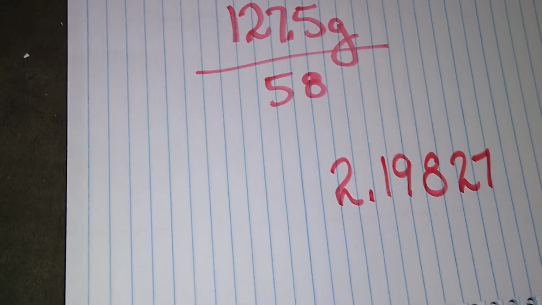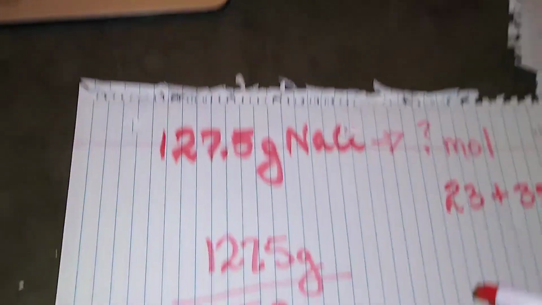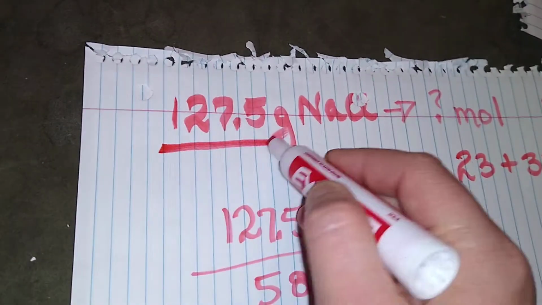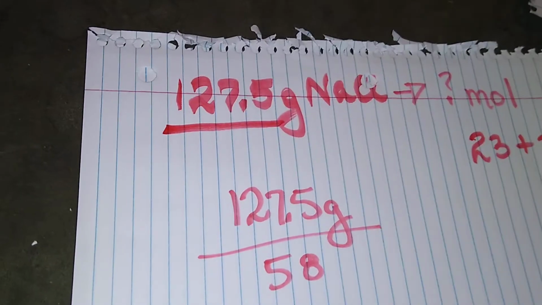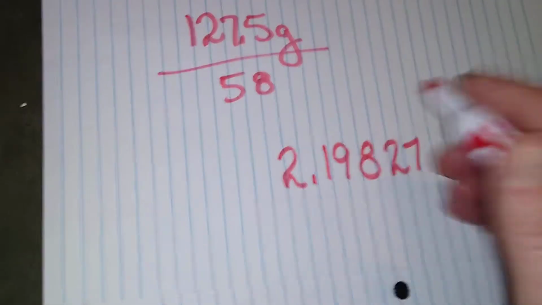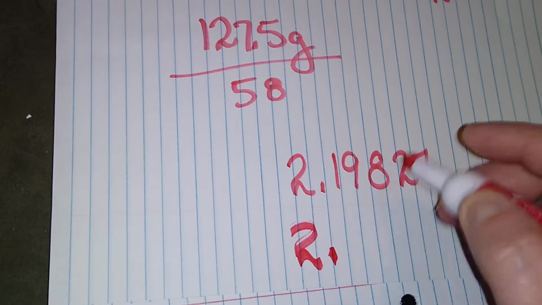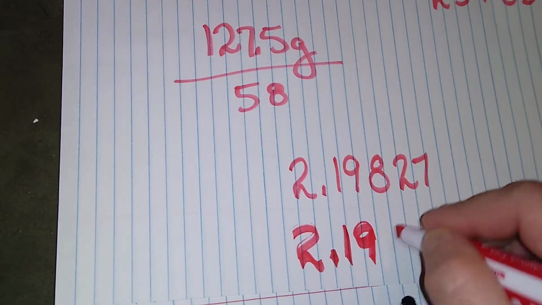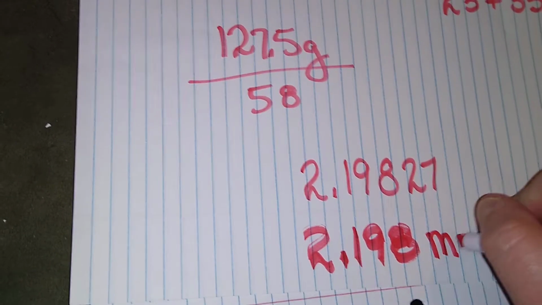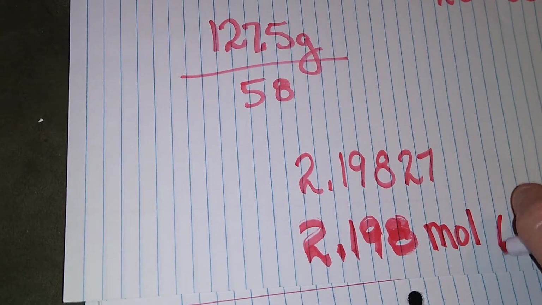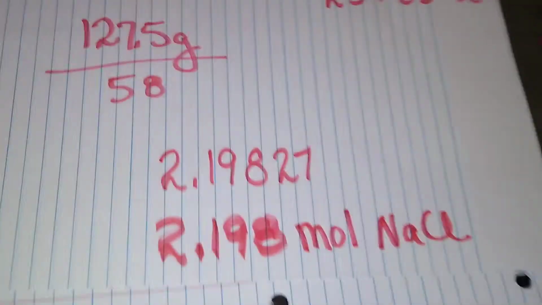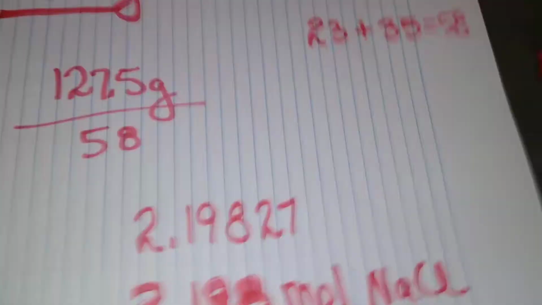2.19827. Okay. And how many sig figs are we allowed to have? We started with 4, so that's how many we have to end up with. So our final answer should round to 2.198. And of course, we have to label it with moles sodium chloride. Okay, so that's that.